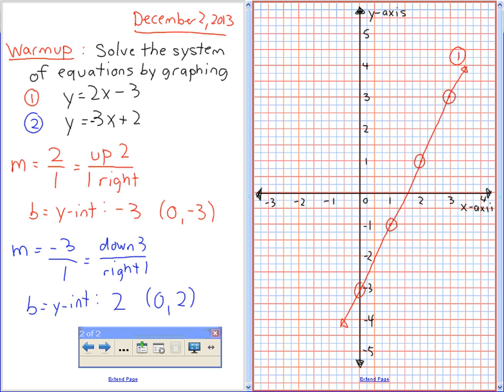Okay, now we're going to do the next graph. Okay, we're going to start with 0 and 2 is going to be your first point. Then from here, you're going to go down 3, 1, 2, 3, and right 1. Down 3, 1, 2, 3, and right 1.